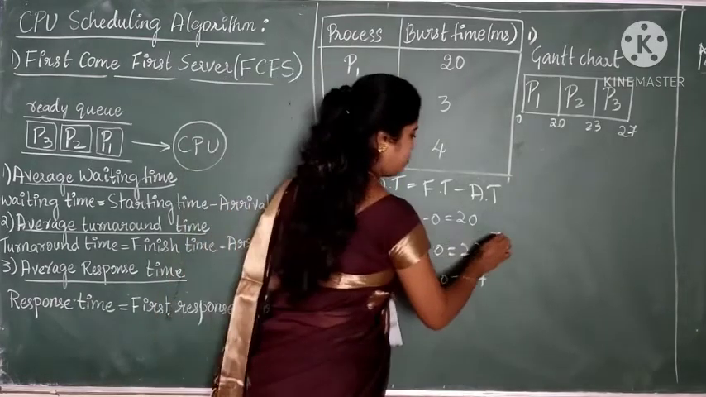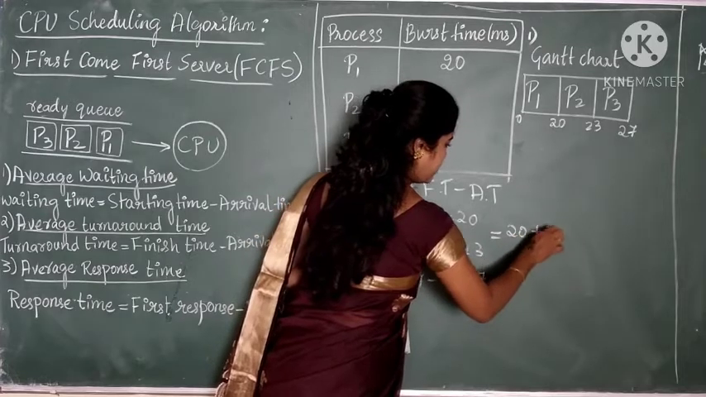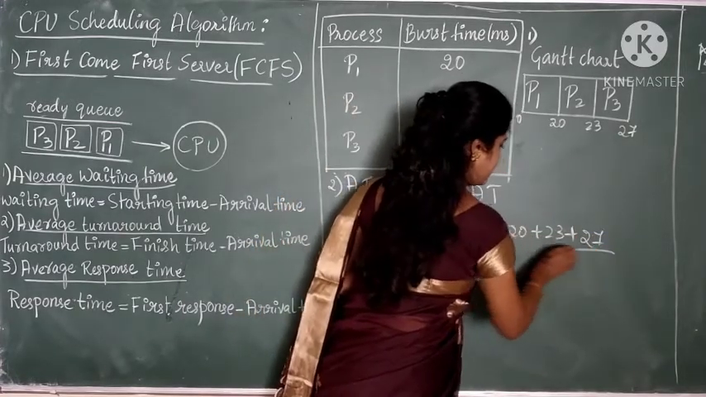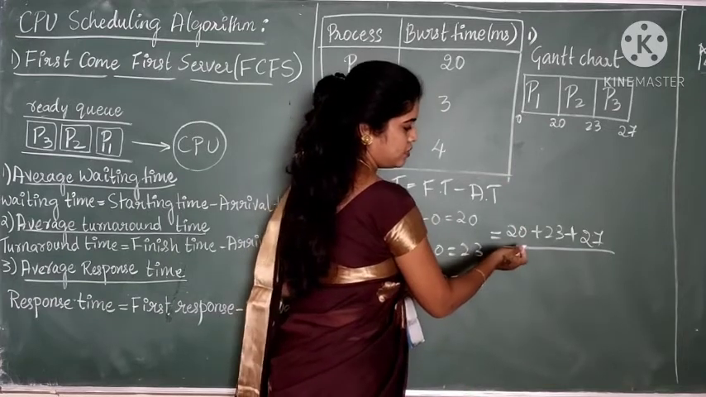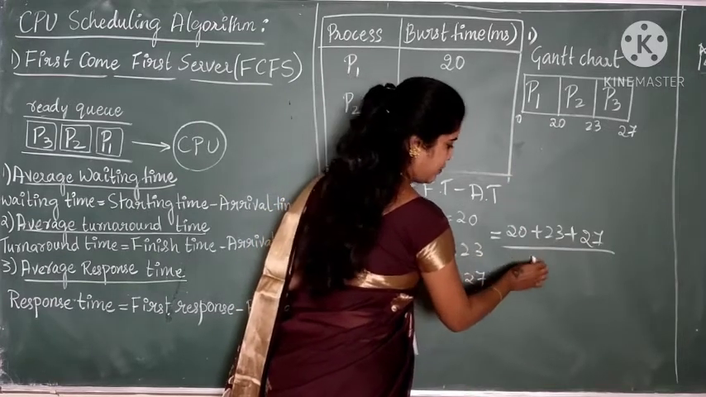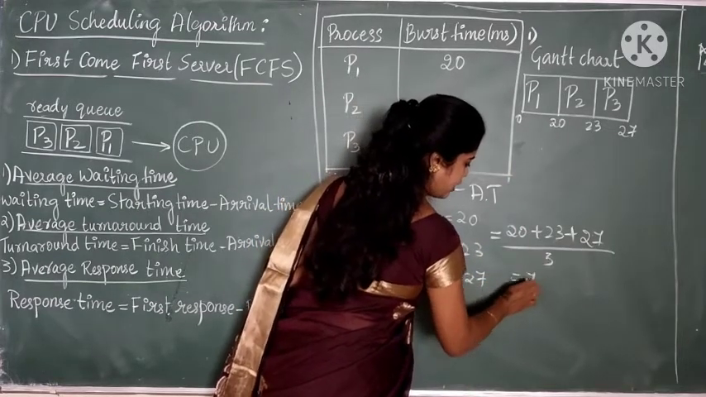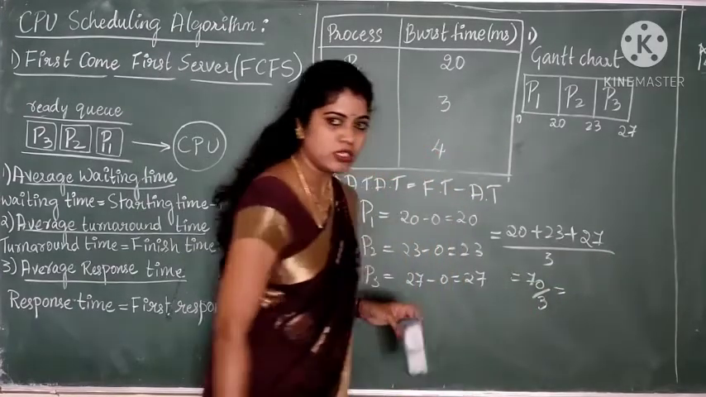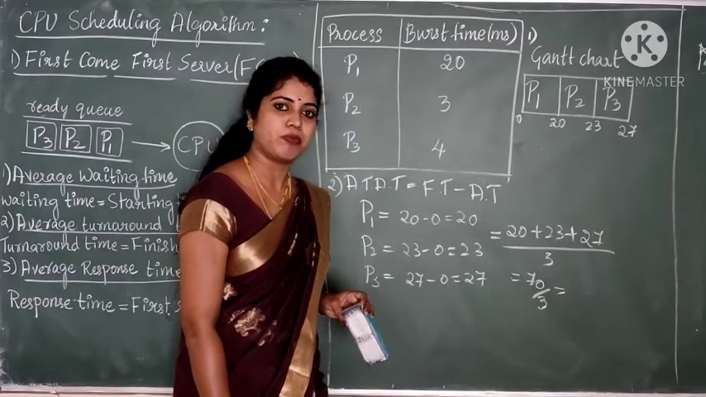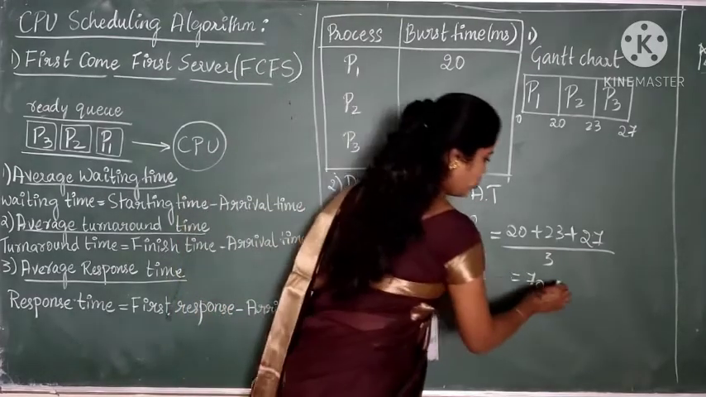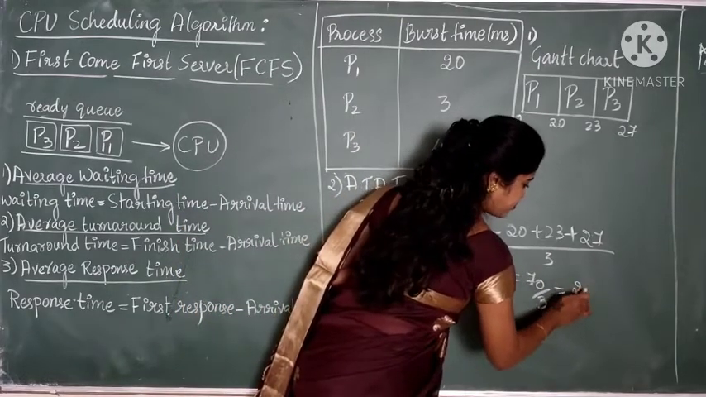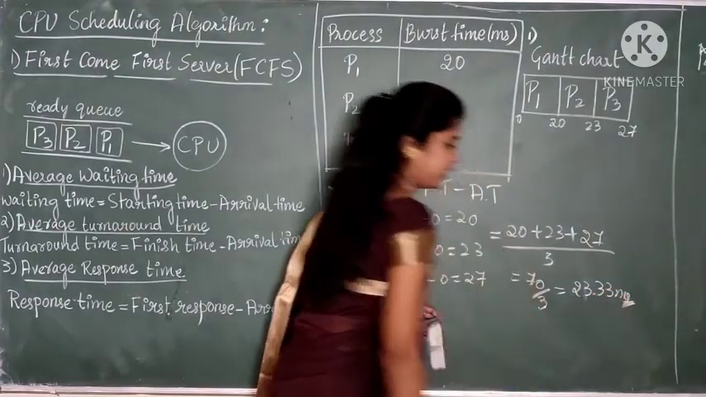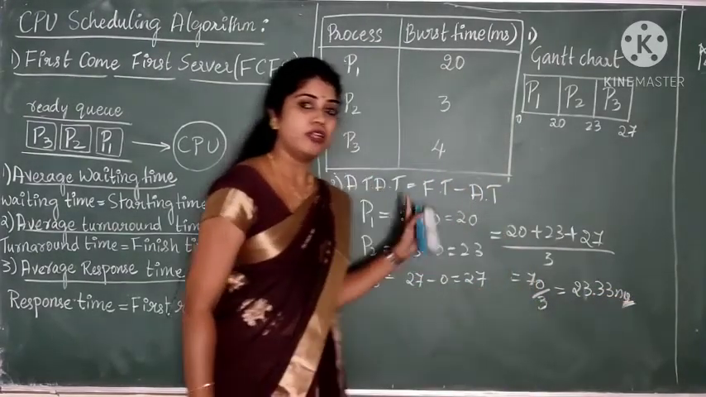Once you do this, 20 plus 23 plus 27, you will get around 70. You will get 70 divided by 3. And I told you why it is 3, because the number of processes given in the table is 3 processes. So you will get the average, 23.33 milliseconds. So this is the answer for turnaround time.